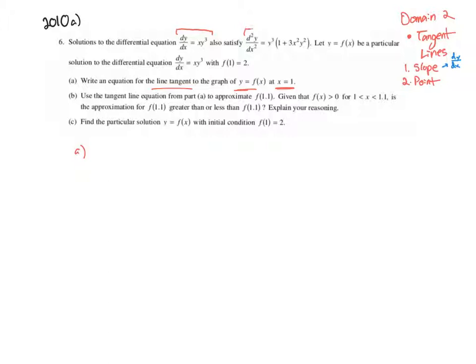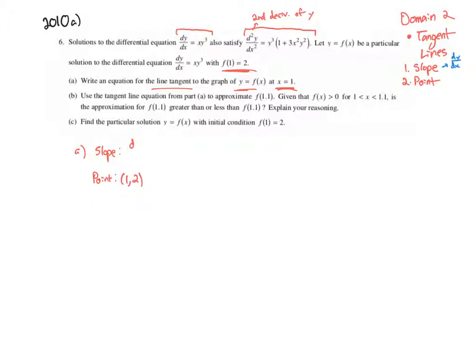Then we're also given this differential equation. This thing right here is the second derivative of y. In another problem, we might be asked to use that, but in this particular case, for the tangent line, we really just want to find two things. We want to find the slope, and we want to find the point. So the point in this case, they give that to us, x equals 1, and we can see right here that f of 1 is equal to 2, so that makes our point 1, 2.